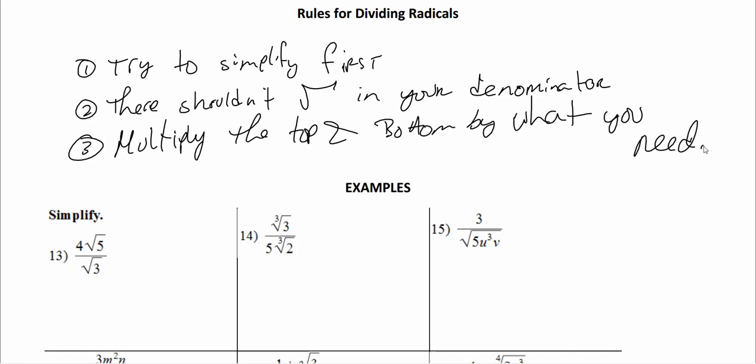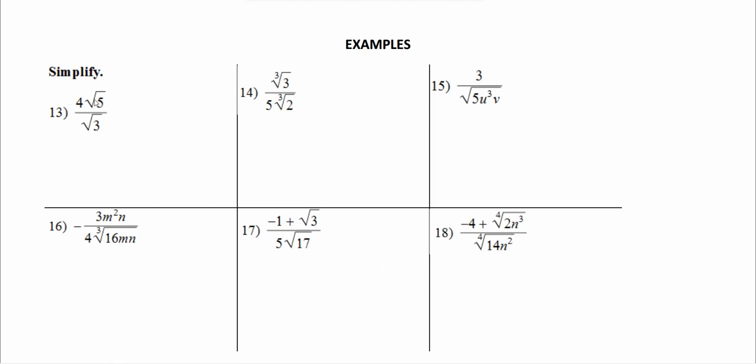If they don't help, then again, you need to ask questions in class. But with the examples, they should help. Okay, so let's go through 13, 14, and 15 here. With 13, if I want to simplify first, what does that mean? Remember, that was the first thing in our rules. We talked about simplify first.